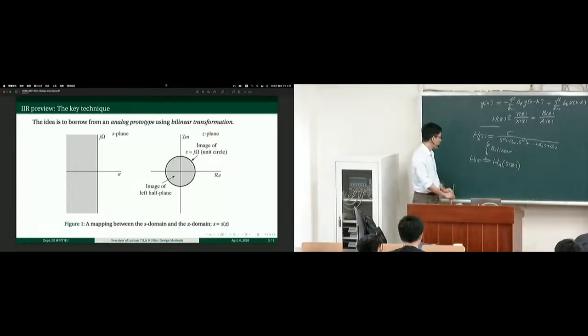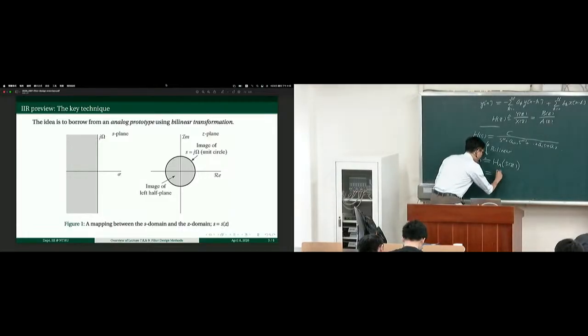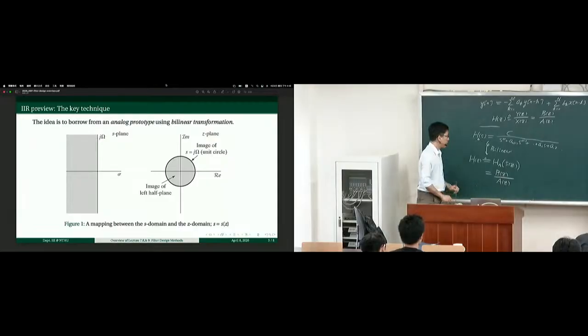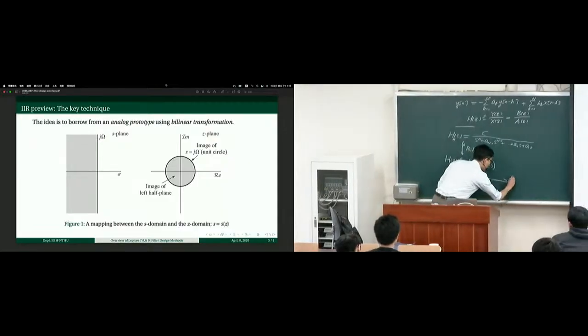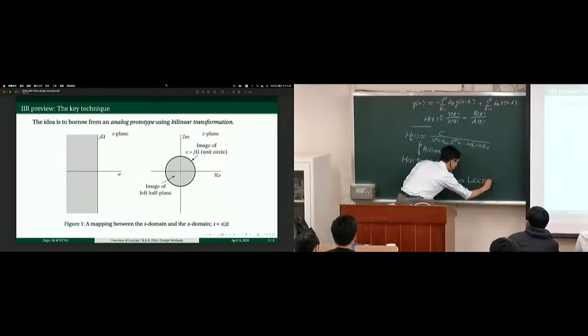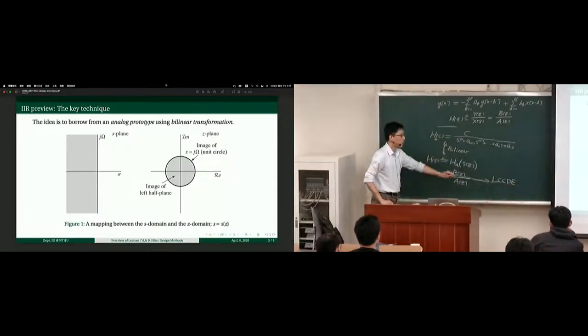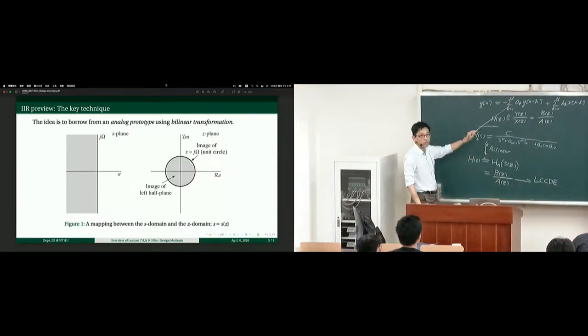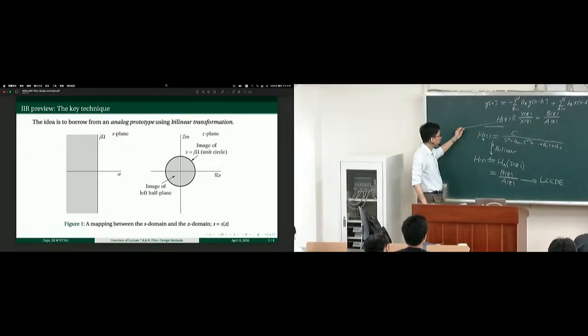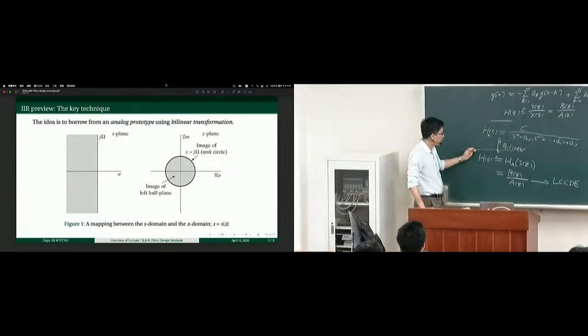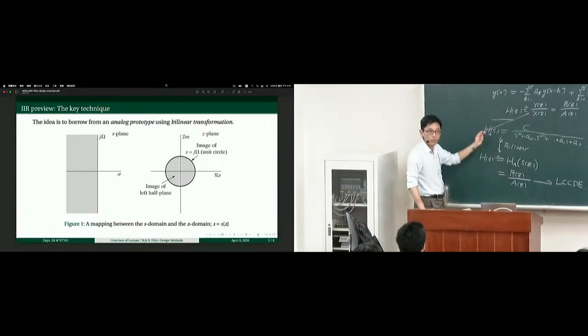From here, you'll soon realize that H of Z, no surprise, can be written as B of Z divided by A of Z. Then from there, you can go back to an LCCDE. It becomes something that can be implemented in this form. So that's a few steps: prototype, bilinear transformation, then back to a difference equation. That's the 3 steps in designing IIR filters.